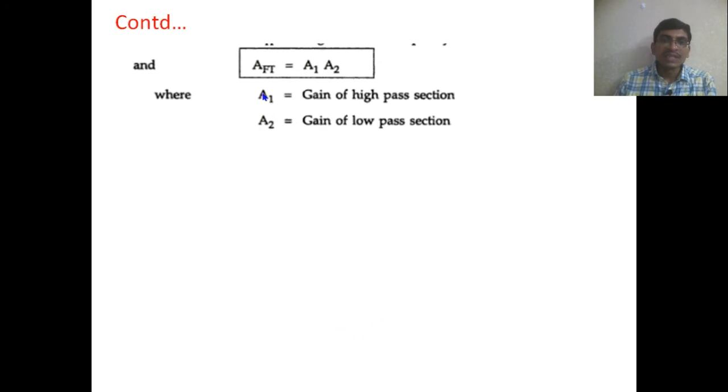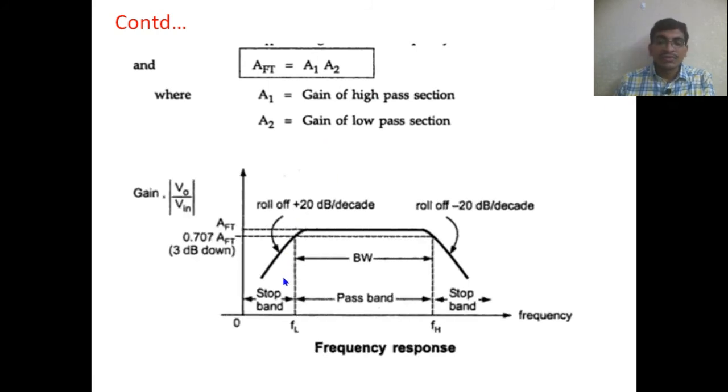Here AFT, the total pass band gain, is equal to A1 into A2, where A1 is the gain of the high pass section and A2 is the gain of the low pass section. And if you see the frequency response curve for the band pass filter, as I told, it has two stop bands here and here and only one pass band section here. So the frequency response curve will be like this.